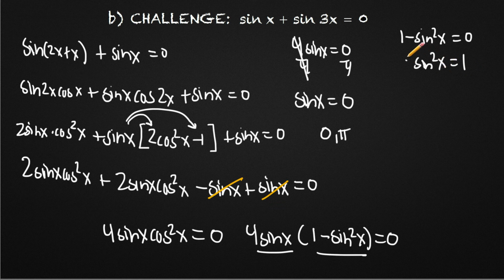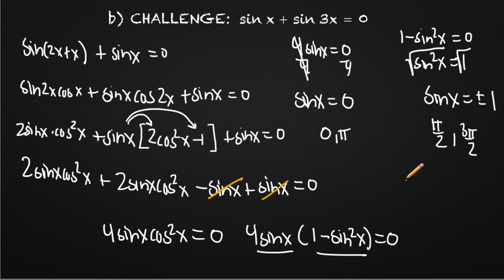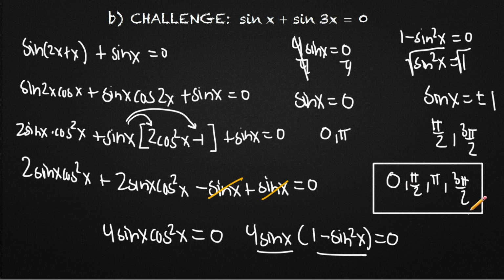So I'm going to take the square root of both sides. And whenever you take the square root, you must put plus or minus on your answer. So plus or minus 1. So I'm looking for the angles where the sine, or the y value, is 1. So that's going to be pi over 2. And that's going to be 3 pi over 2. So my answers are 0, pi over 2, pi, and 3 pi over 2. So this one has 4 solutions. Sometimes you have 5, sometimes you have 7, lots of solutions.